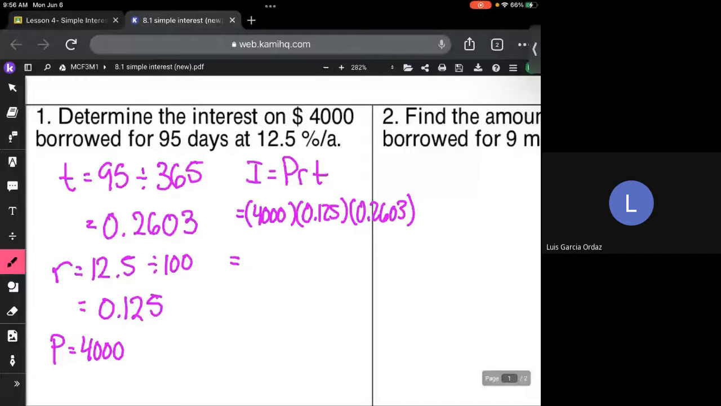So yeah, I borrowed $4,000, but at the end of it, I still owe the bank an extra $130. Why? Because here's how banks work. Banks borrow money from the Bank of Canada at a certain rate. They have to make their money back, so consumers borrow money at a higher rate than the banks.